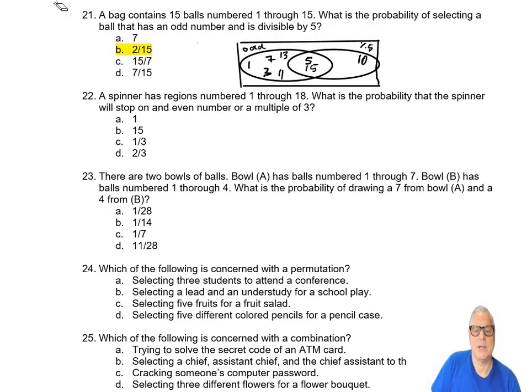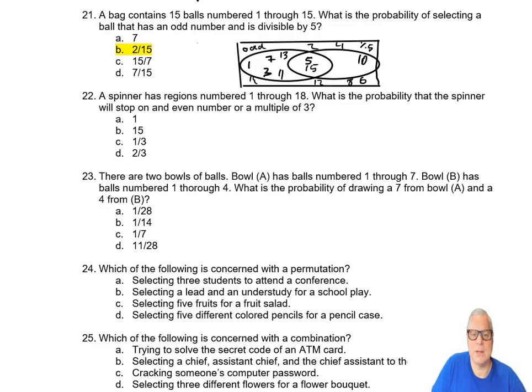Okay, a spinner has regions number 1 through 18. What's the probability that the spinner will stop on an even number or a multiple of 3? Actually, before I do that, the other numbers here are just out there. Here we have the 2, the 4, the 6, the 8, the 12, and the 14. I just forgot to mention that. But the entire set is still 15.